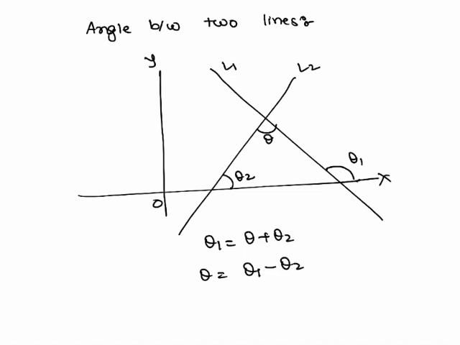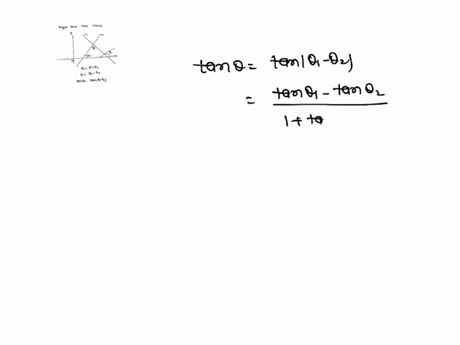So theta equals theta 1 minus theta 2. If I take tan of both sides, tan theta equals tan of (theta 1 minus theta 2). So that formula gives tan theta equals (tan theta 1 minus tan theta 2) upon (1 plus tan theta 1 into tan theta 2).